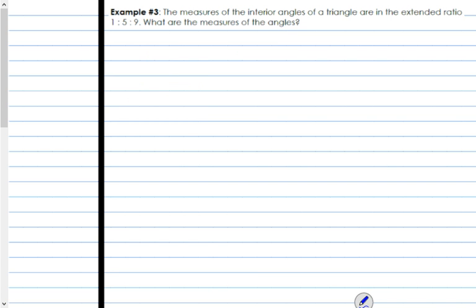The measures of the interior angles of a triangle are in the extended ratio of 1:5:9. What are the measures of the angles? So we know that all the measures of the angles of a triangle add up to 180 degrees. So it's not 1, 5, and 9. It's 1 something to 5 something to 9 something. So we can use a variable as our replacement. So we have 1x plus 5x plus 9x equals 180.